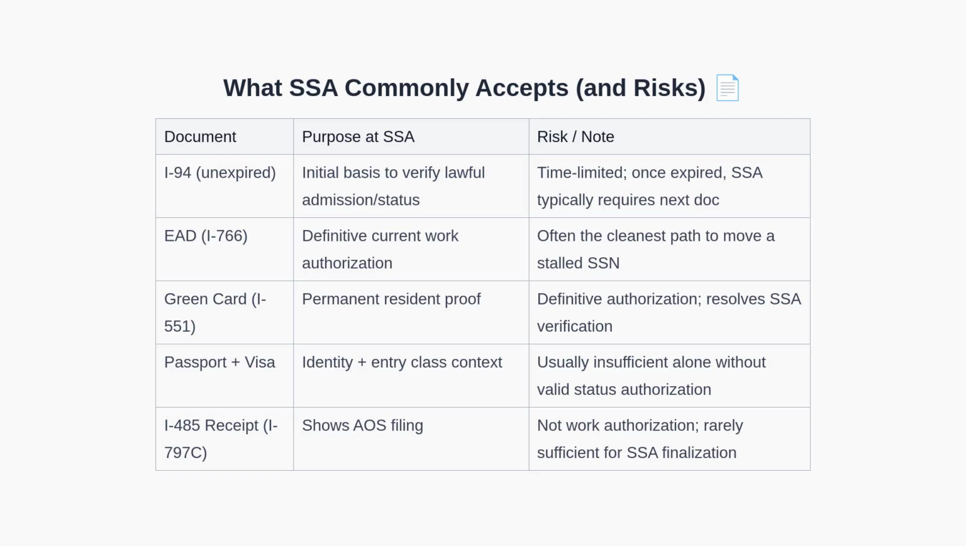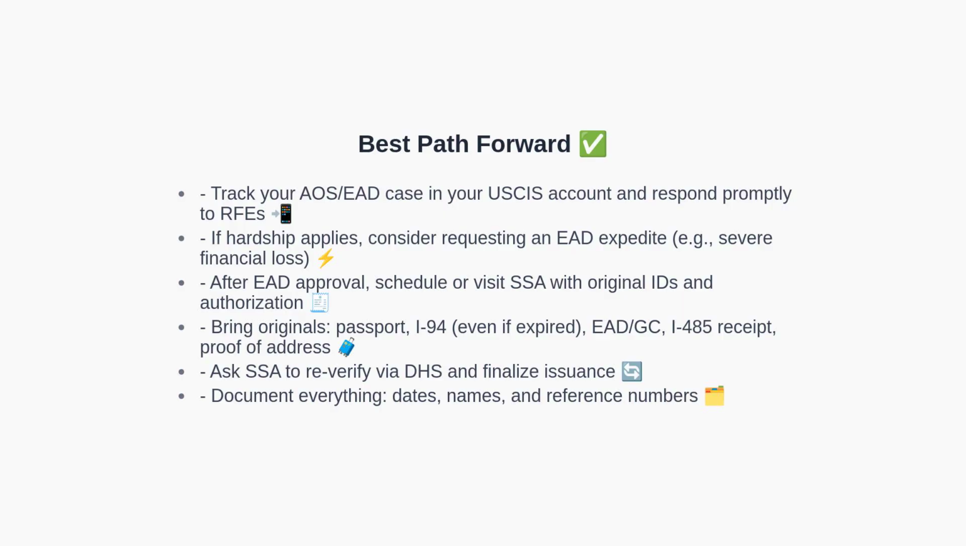Here is a quick reference of documents and how SSA views them. An unexpired I-94 can support initial verification, but once expired, SSA typically asks for an EAD or green card. An EAD serves as definitive work authorization and often resolves a stalled case. A green card is also definitive. A passport and visa establish identity and context, but are usually insufficient without current status authorization. An adjustment of status receipt notice shows filing but does not provide work authorization for SSA purposes. To resolve a stalled SSN application, act on the immigration side rather than the SSA side.